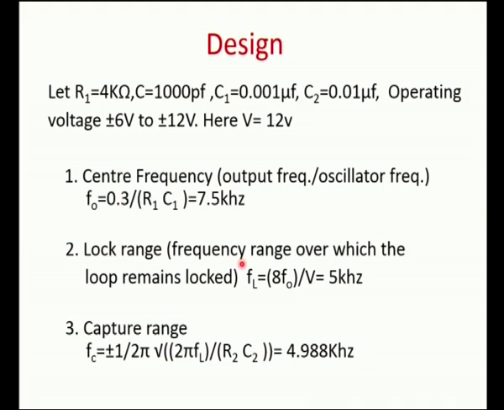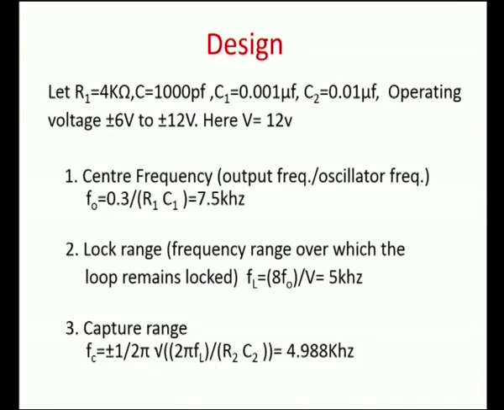The free running frequency of the VCO is calculated as 0.3 divided by R1 into C1. With R1 value 4K and C1 value 0.001 microfarads, once you substitute, you will get a value of 7.5 kilohertz. This is the center frequency of the PLL. Then you can find the lock range of the PLL and the capture range of the PLL.